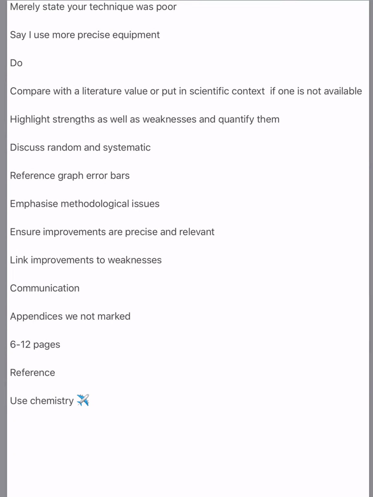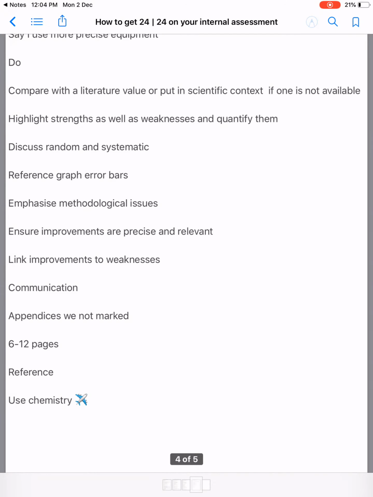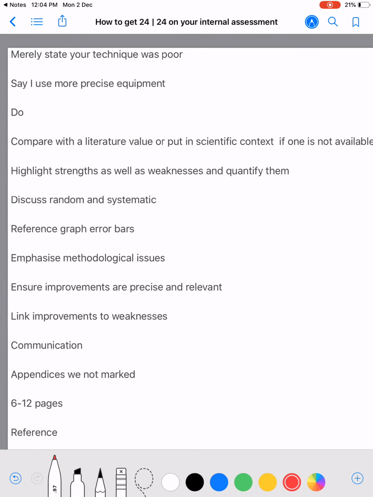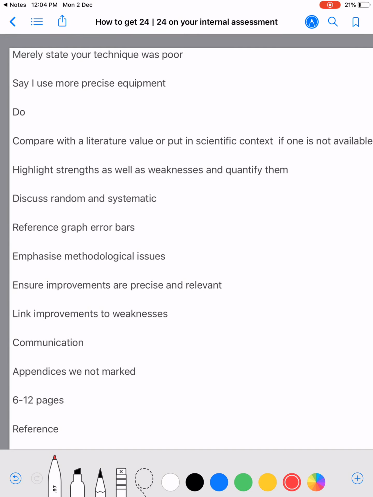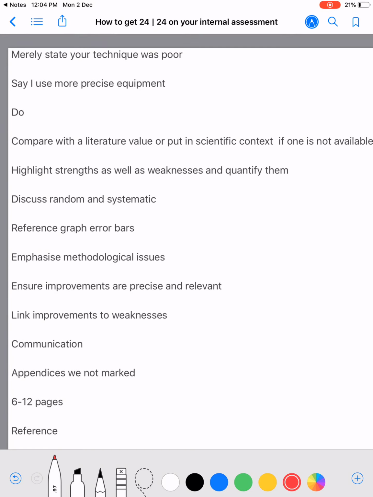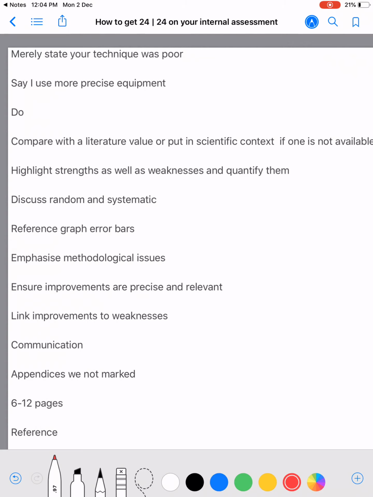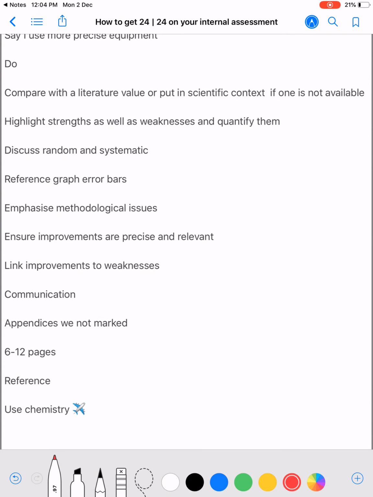Do not state that you were a very poor scientist and you didn't look at your burette at the right angle, or you weren't looking when you added the material. None of these things will get you marks, okay? Also, don't just say, I would use a more precise pipette or use a more precise thermometer. That's not enough, okay? What you do need to do is compare with a literature value, or if one is not available, which I know happens a lot, put it in a scientific context. Talk about the science. This is all about the chemistry.